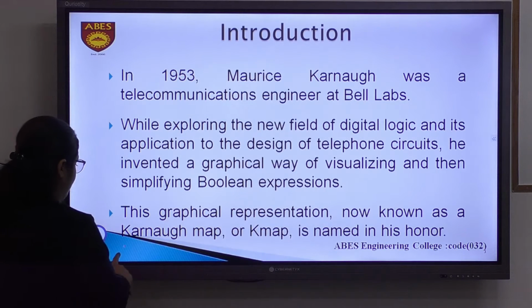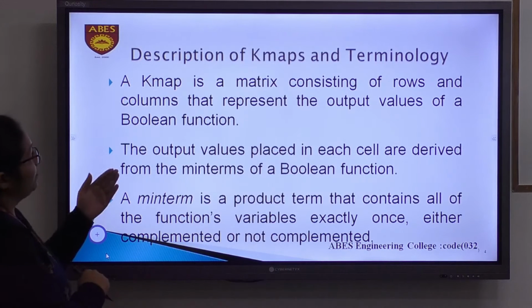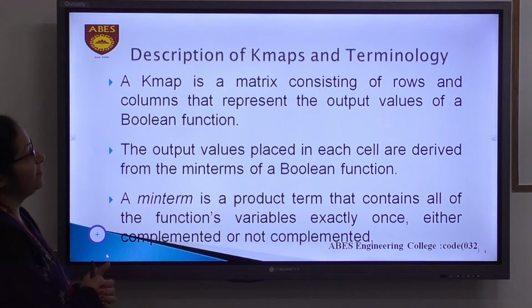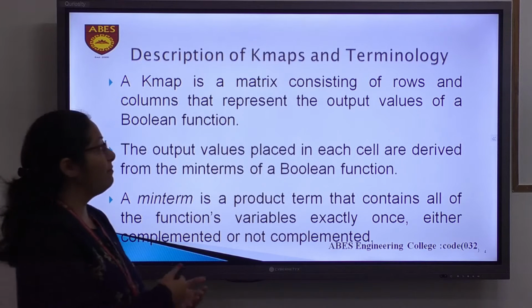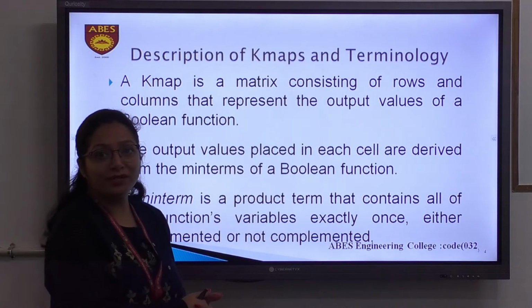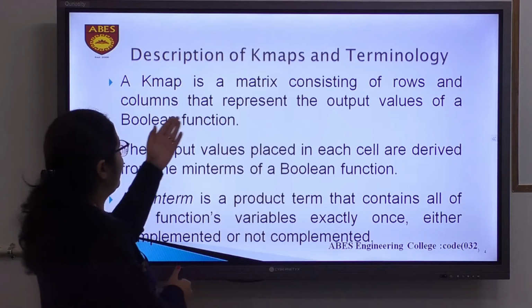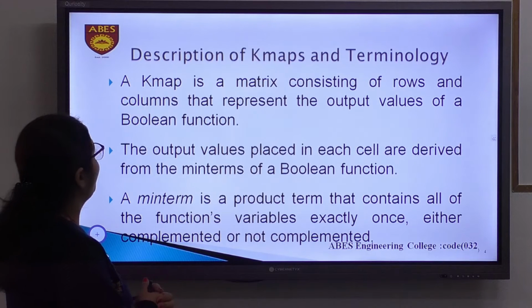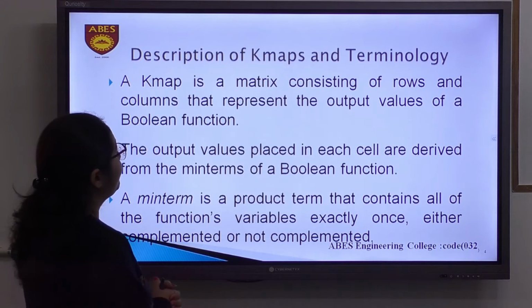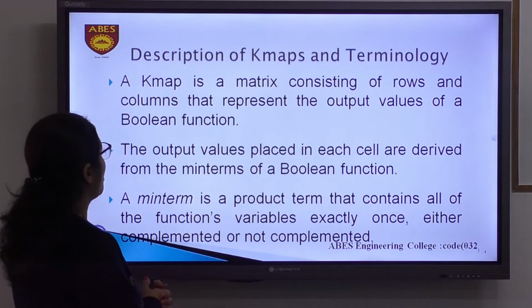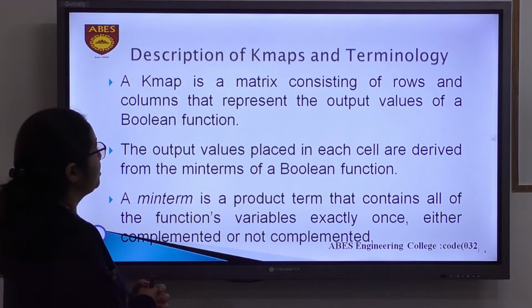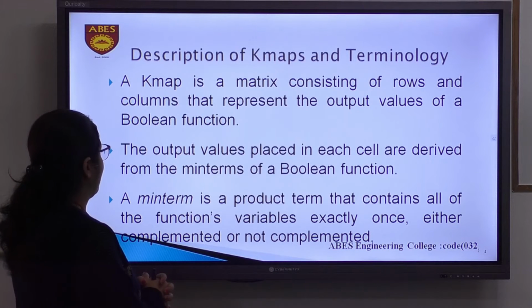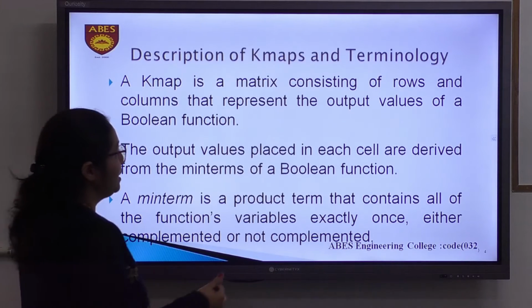Basically, here comes the main definition of a K-map. A K-map is a matrix consisting of rows and columns that represent the output values of a Boolean expression, right? The output values placed in each cell are derived from the minterms of the Boolean function.